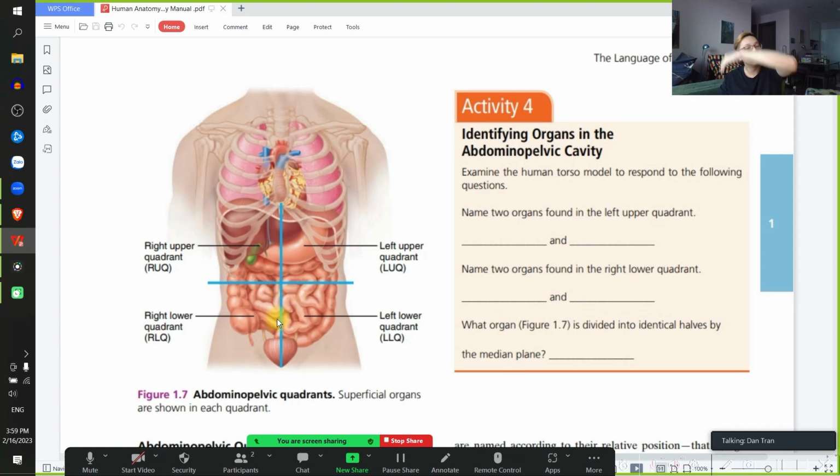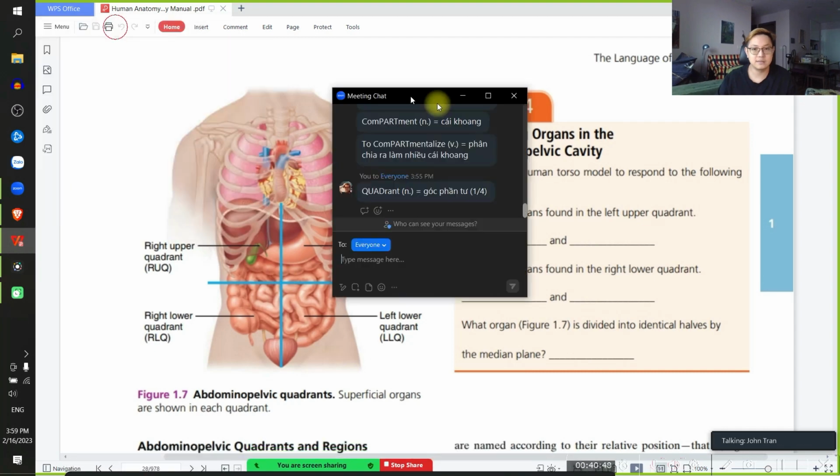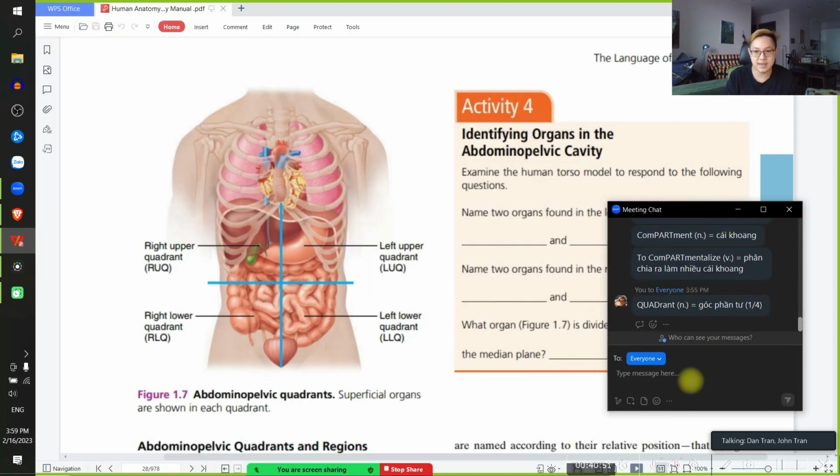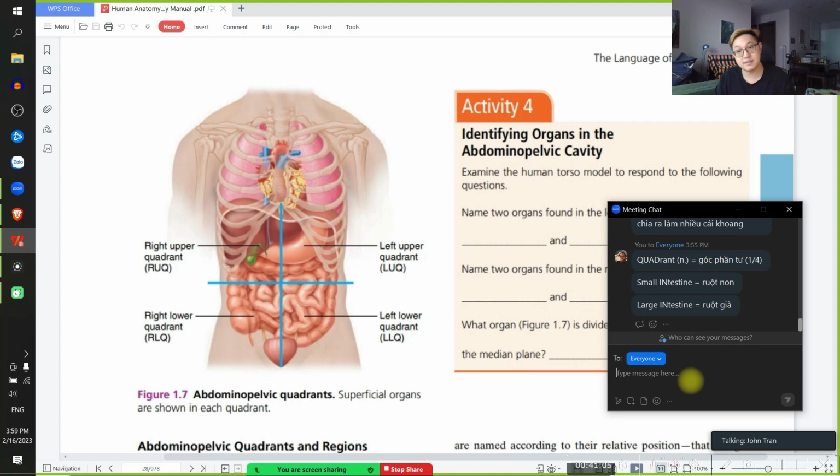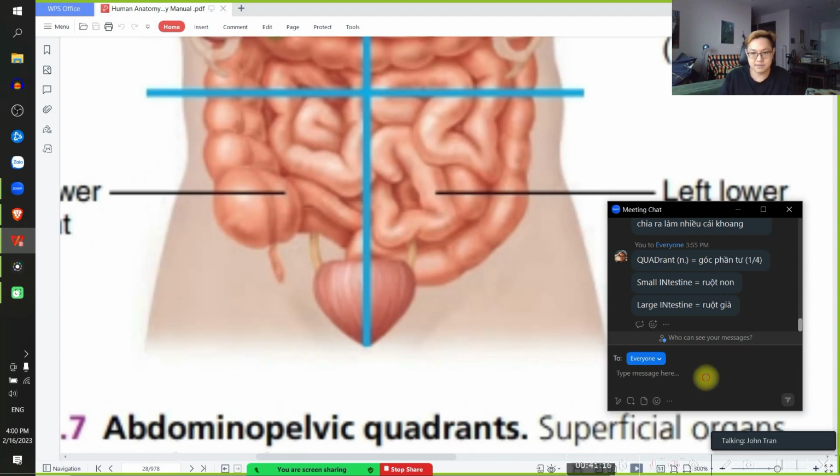What are the intestines called in English? Small intestine and large intestine. Small intestine and large intestine. The small intestine. Small intestine and large intestine, okay? Well, you can talk about the little thing that hangs in here. This is the appendix.